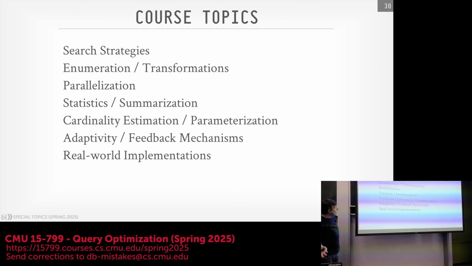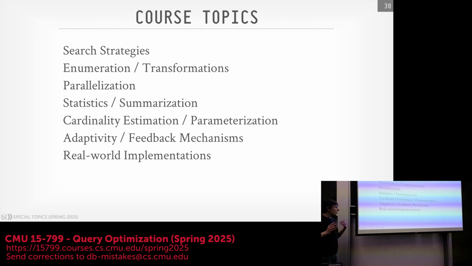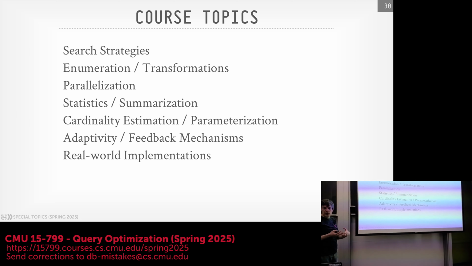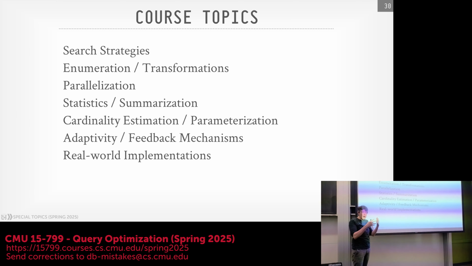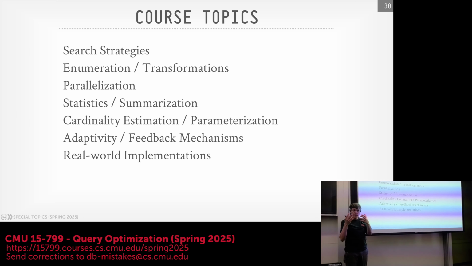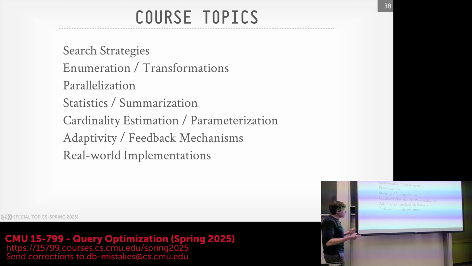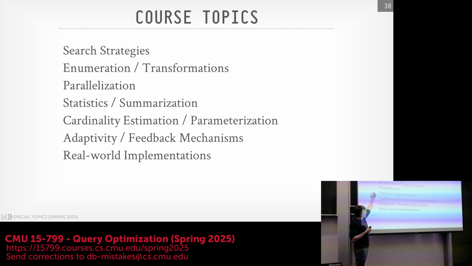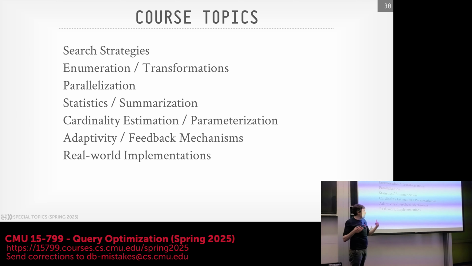So this is the rough outline of what we're going to cover throughout the semester. We're going to spend the first quarter to third of the course talking about the actual implementation of the query optimizer, right? The search algorithms we're going to use to enumerate different query plans and transform, build up the plan to produce something we can actually execute, and the different kinds of rules we can apply to change things. Then we'll talk about how to make this parallel and run the search for a single query across multiple cores, or even multiple nodes.